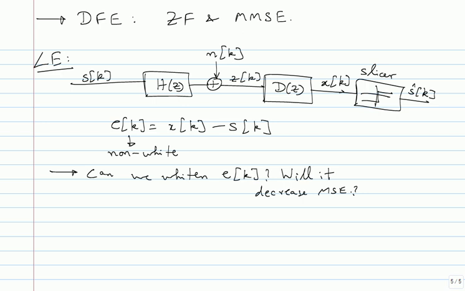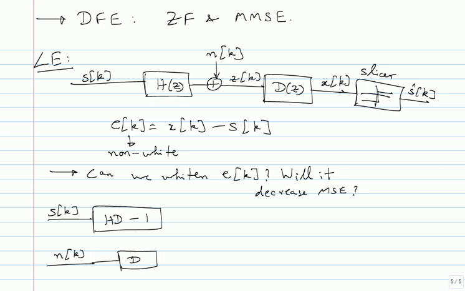Okay, so we'll try to whiten EK first and then ask the question of whether it decreases MSE next. So that seems to be the reasonable thing to do. So how do you whiten EK? Let me write down the model for EK here. The way it actually happens is SK goes through H of Z minus 1, NK goes through simply D, and then you add these two things, you get EK. This is my EK.